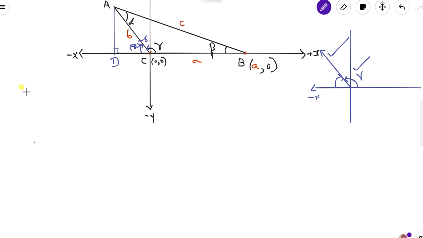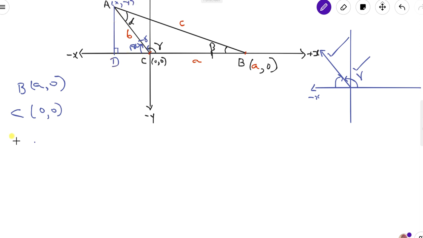So let me write down here the detail that we extracted. The coordinates of B are (b, 0). Coordinates of C are (0, 0). Okay. And as far as the coordinates of A are concerned, we have to find them out. So what exactly are the values of the x coordinate and y coordinate of your point A, we have to find that out.